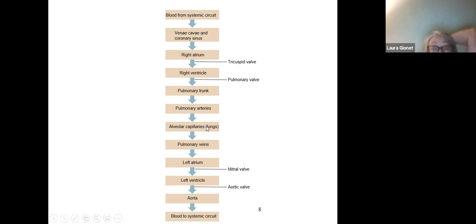They travel out to the lungs where they gas exchange. They return via pulmonary veins, right and left, to the left atrium. From the left atrium, blood passes through the mitral or bicuspid valve to the left ventricle. From the left ventricle, through the aortic valve to the aorta, and then off to systemic circulation.